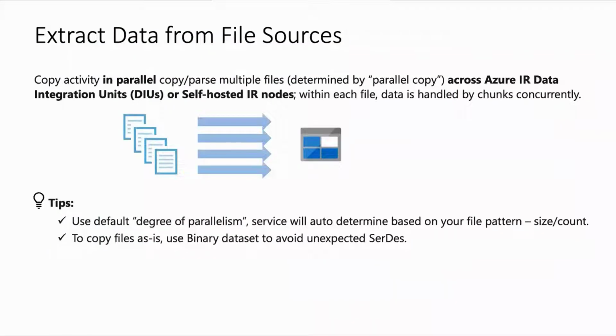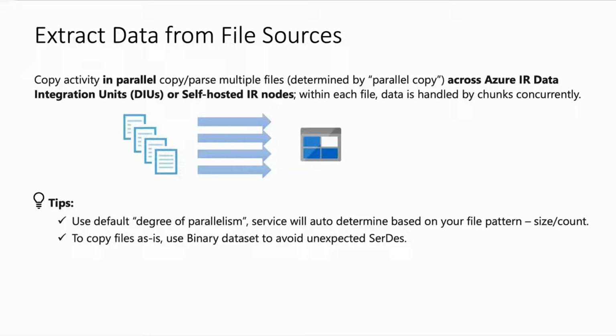Some of the best practices while doing data movement. While extracting data from file sources, there is a concept of DIUs. When you're using a self-hosted integration runtime, there are no DIUs, because DIU is only applicable for the serverless runtime. For the self-hosted IR, it translates to the number of nodes that you have. For example, if you have 4 nodes reading 10,000 files, versus 1 node reading 10,000 files, it's going to be distributed across 4. Each node reads 2,500 files, so it's going to be 4 times faster.